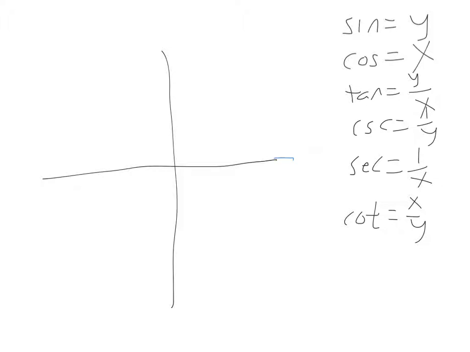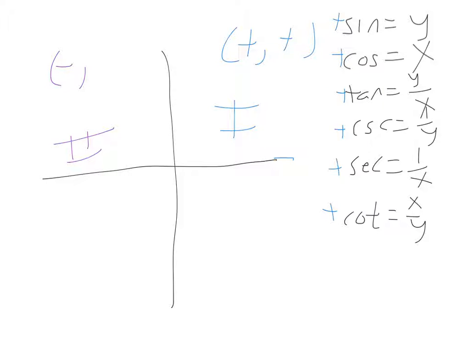So if you look at the first quadrant, both the x and y are positive. So that means all 6 trig functions will be positive. In the second quadrant, x is negative, y is positive. So, since y is positive, sine would still be positive, cosine would be negative. Since they're different signs, tangent would be negative, so would cotangent. Cosecant would still be positive, and secant would be negative.